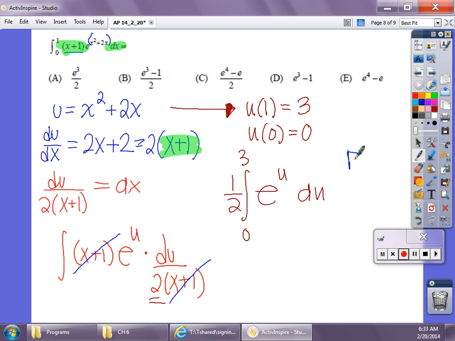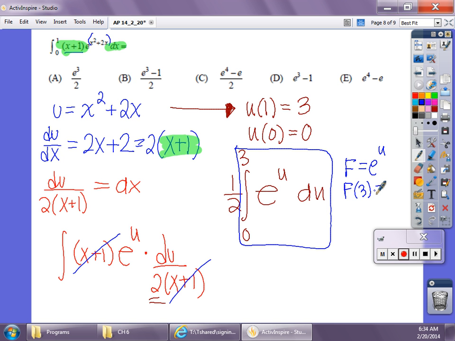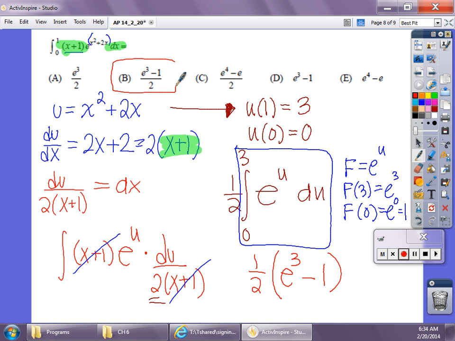So antiderivative would be 1/2 c. Actually, I'm going to show you how you deal with that 1/2, because the way that it happens, I am integrating this part. So e to the u, f of 3 would be e cubed, f of 0 would be e to the 0, which is 1. So the way that we deal with that 1/2 that's out front, you actually have to write the 1/2, and then f of b minus f of a is inside the parentheses. F of b minus f of a. Alright, so that looks like letter B.